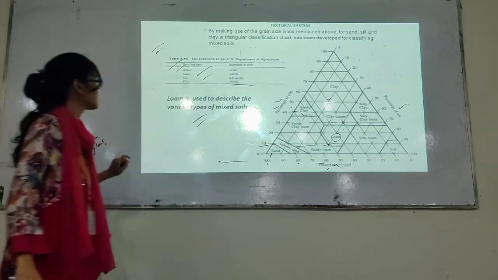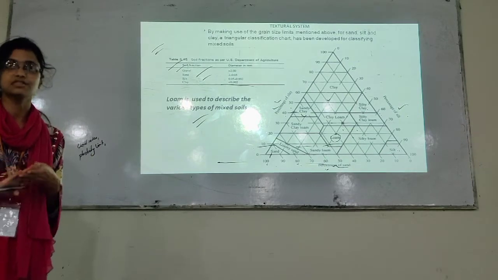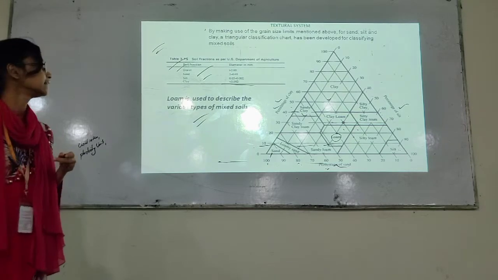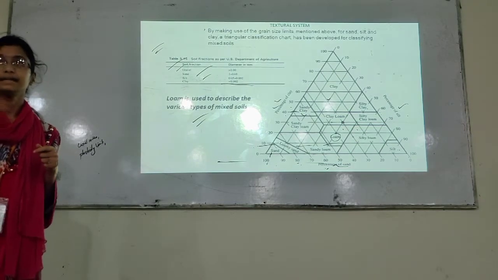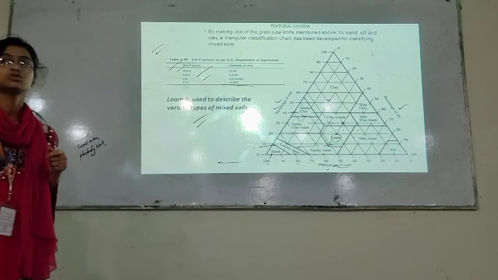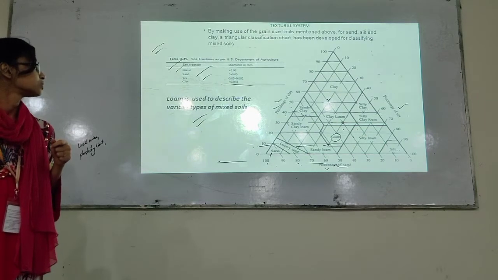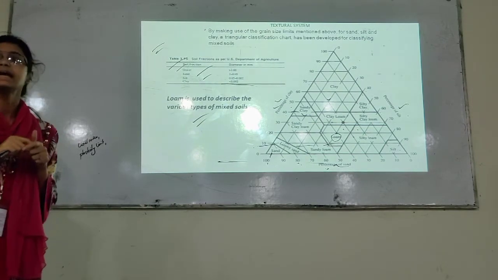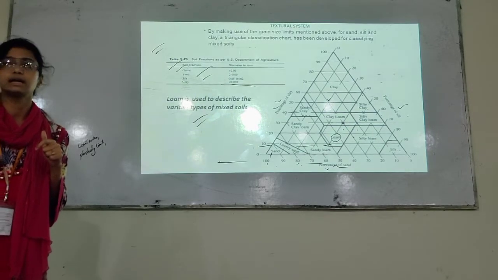Table 3.15. Here we know that on the basis of diameter, we call particles gravel, sand, silt, and clay. If the diameter is greater than 2, it is gravel. If the diameter is 2 to 0.05, it is sand. If the diameter is 0.05 to 0.002, we call it silt. If the diameter is less than 0.002, we call it clay.